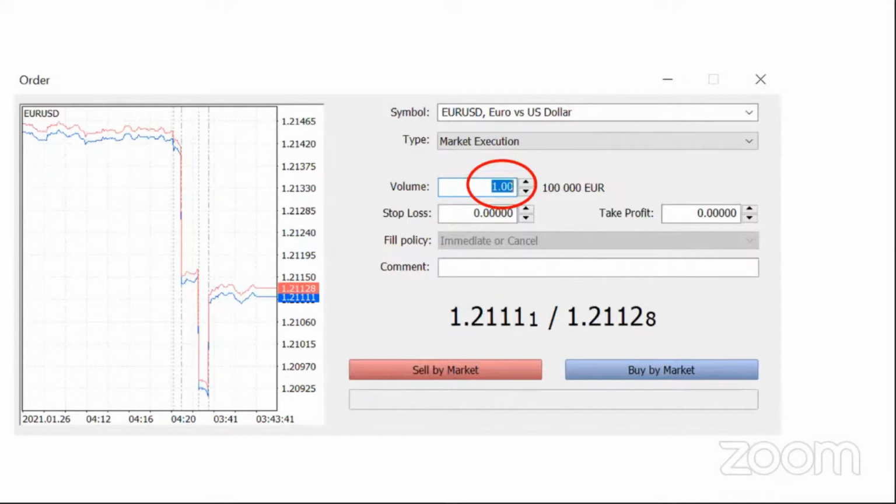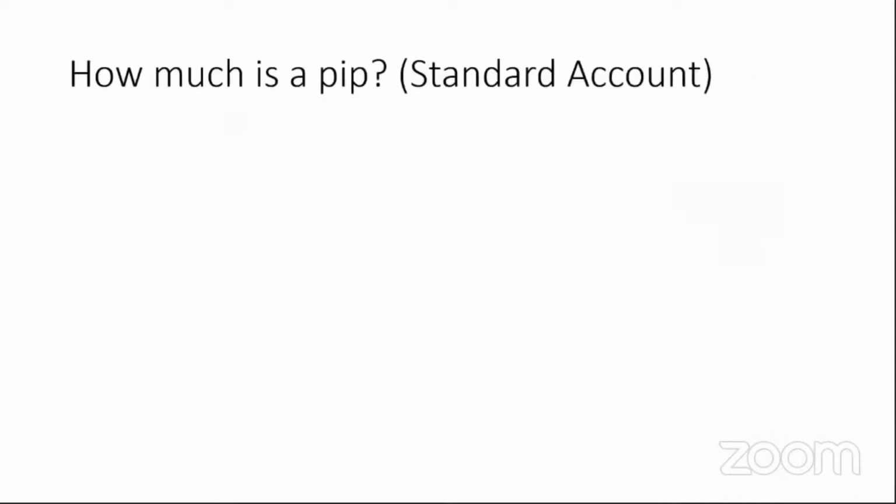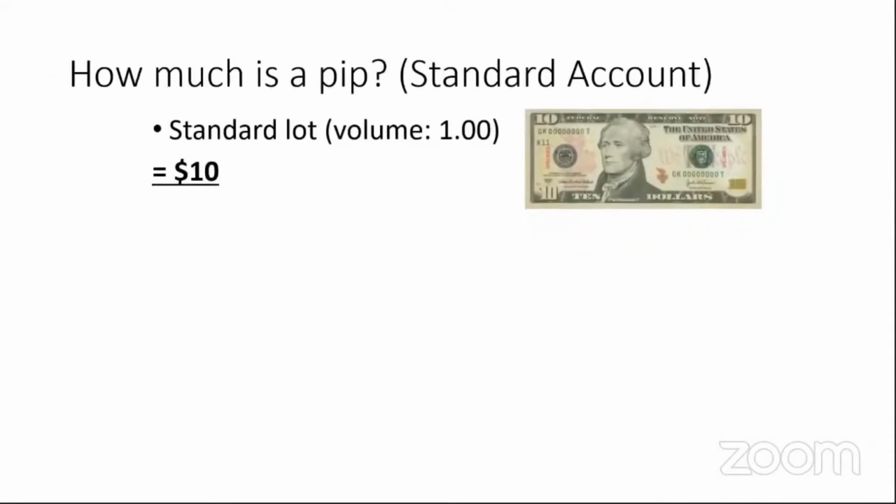If you write a volume of 1, bigyan ko na lang kayo ng benchmarks. If you're using a standard account, if you write a volume of 1, we call that one lot or a standard lot. That would be around $10 per pip. Okay? Nasa mga $10 per pip yan. Meaning, if you make 20 pips, then that would be 20 pips times $10. Kikita ka ng $200, which is not bad, no?